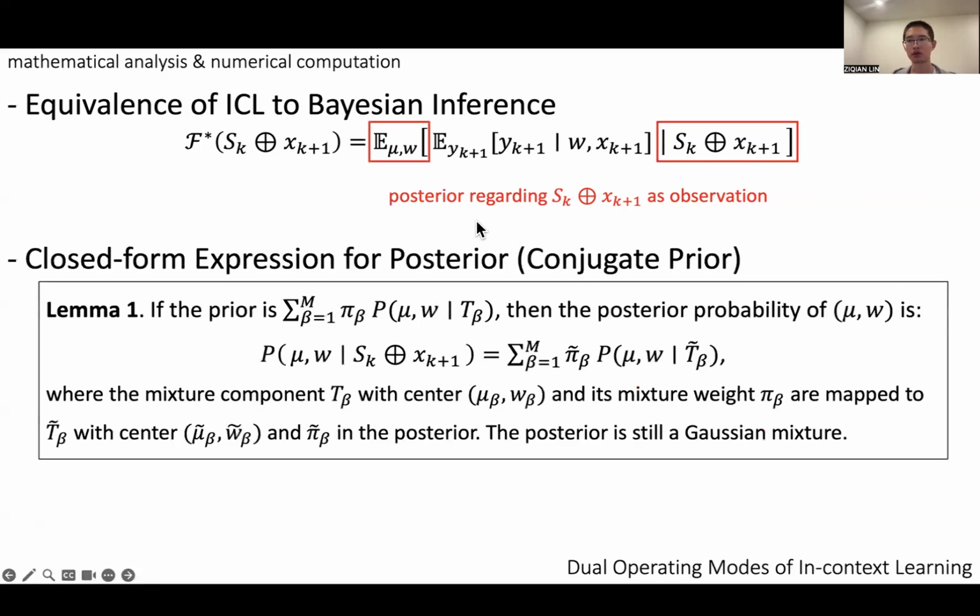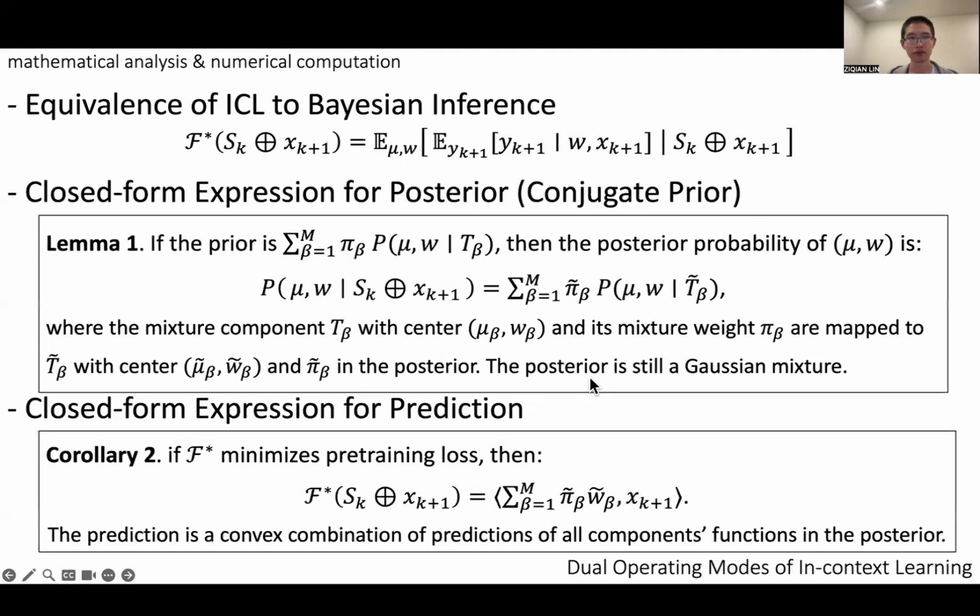Moreover, in our framework, we can give a closed form expression for the posterior, that is, the outside of the expectation. And we show that if the prior of mu and W is a Gaussian mixture, then the posterior of mu and W is still a Gaussian mixture. And further, we can give a closed form expression for the prediction as follows. So that means our whole framework has a closed form solution, which will help us make further analysis.